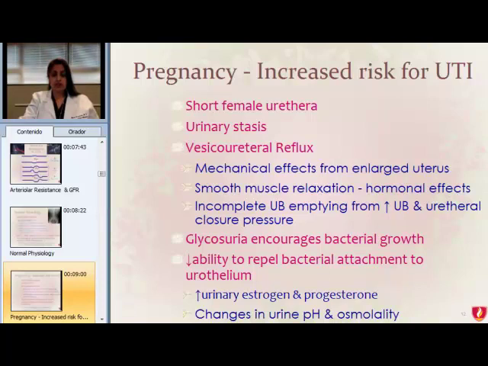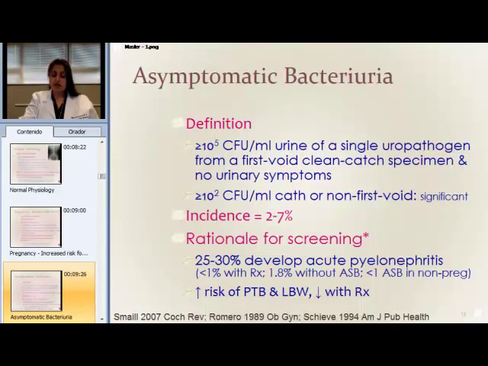As a result of all these changes, there is increased risk of urinary tract infections in pregnancy, from the short female urethra, urinary stasis, vesicoureteral reflux. Glycosuria encourages bacterial growth, and the hormonal changes and changes in urinary pH and osmolarity decrease the ability of the urothelium to repel bacterial attachments. And therefore, asymptomatic bacteria in pregnancy gains a lot of importance.